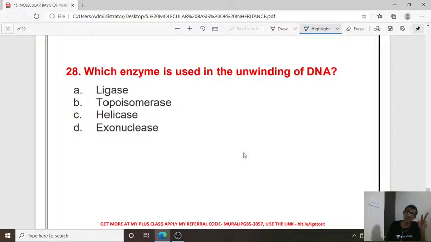Which enzyme is used in the unwinding of DNA? Unwinding of the DNA molecule is required during replication and transcription. So which is that enzyme? It is helicase. Especially in replication it is a must. It is DNA helicase enzyme. So 27 is ligase; second, unwinding is uncoiling. DNA is in coiled format. Uncoiling of DNA is done by helicase enzyme. 28. C is the right answer.